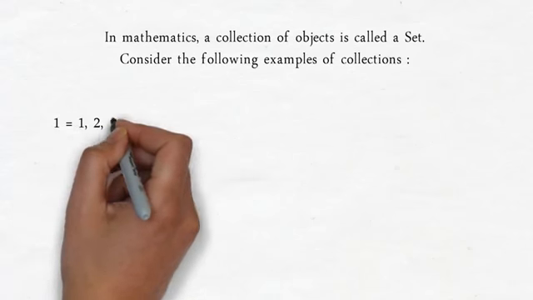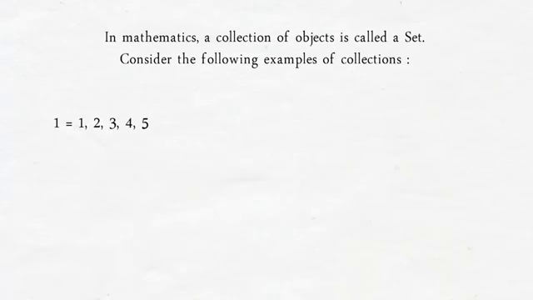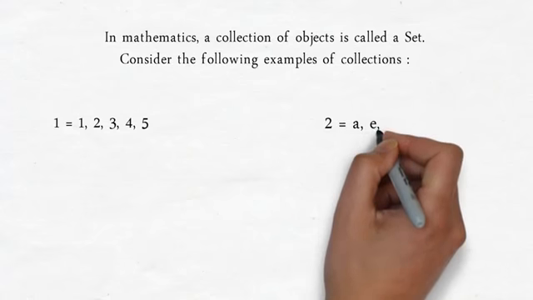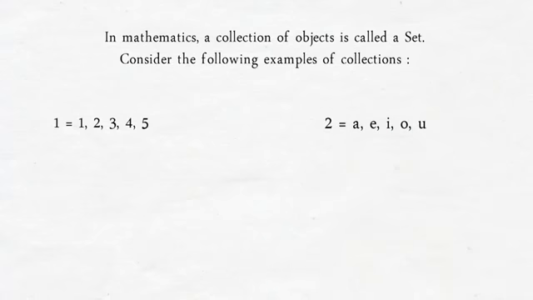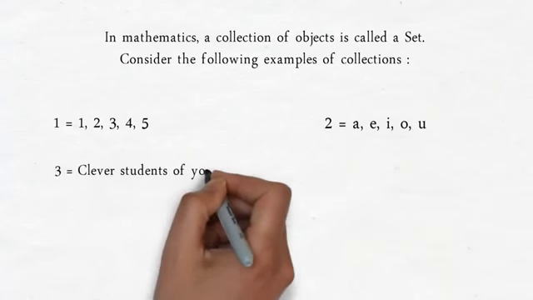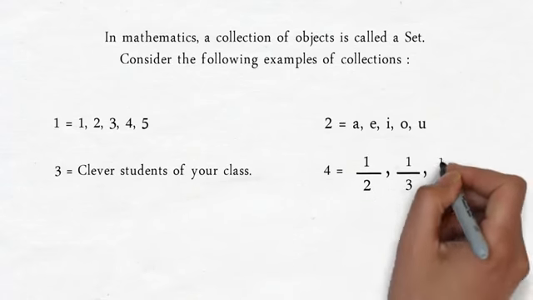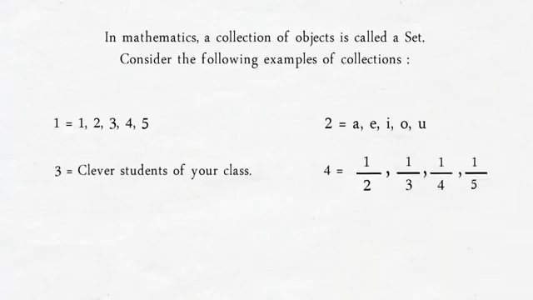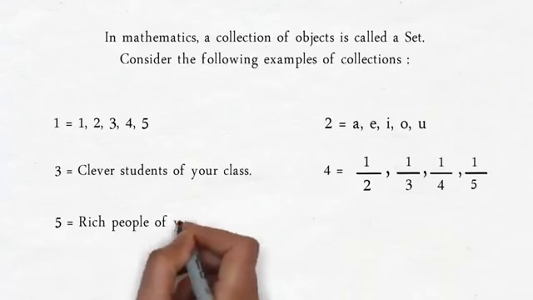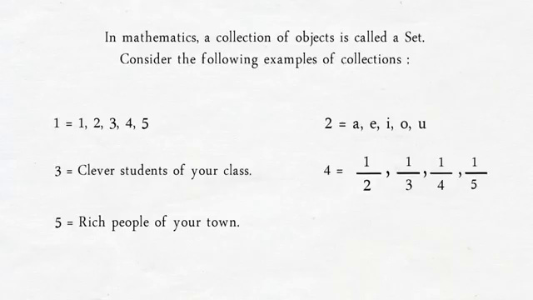First, 1, 2, 3, 4 and 5. Second, A, E, I, O and U. Third, clever students of your class. Fourth, 1 by 2, 1 by 3, 1 by 4 and 1 by 5. And fifth, rich people of your town. The collections in examples 1, 2 and 4 are sets in mathematics, whereas collections in the examples 3 and 5 are not considered as sets.